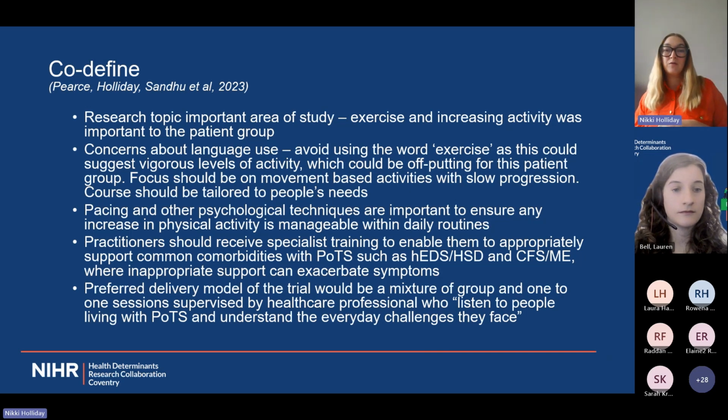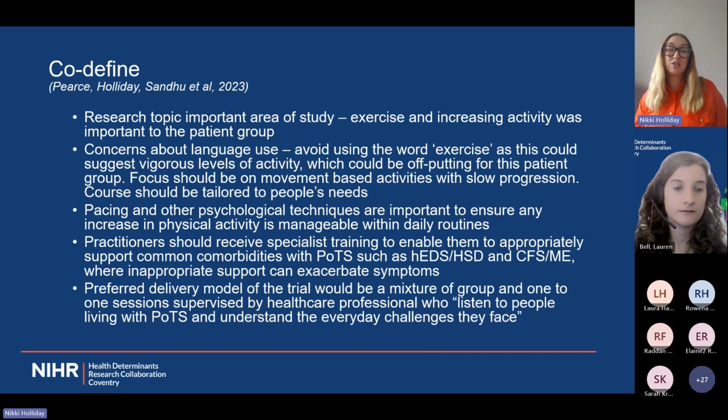And they felt that the focus should be on movement-based activities with very slow progression, and the course should be tailored for people's needs. It shouldn't be a one-size-fits-all solution. Pacing and other psychological techniques were important to ensure that any increase in physical activity is manageable within a person's daily routine and their physical capabilities.